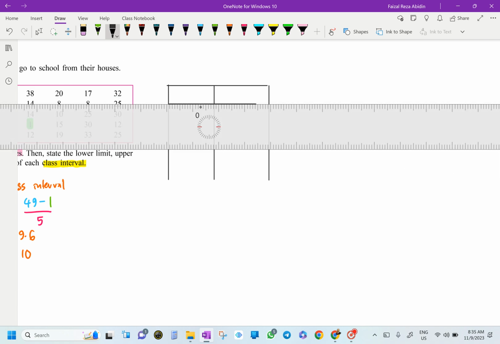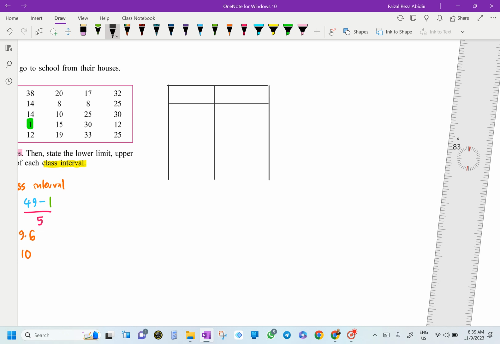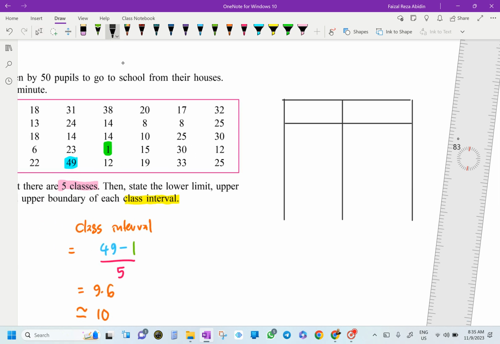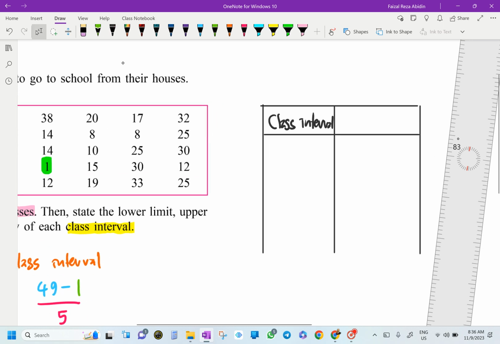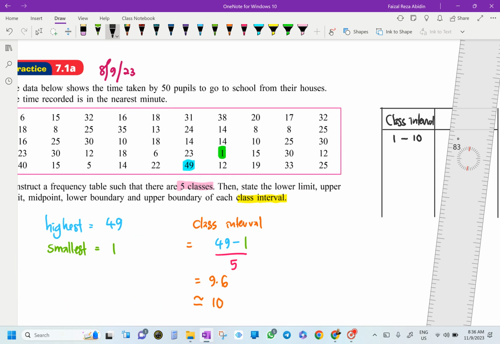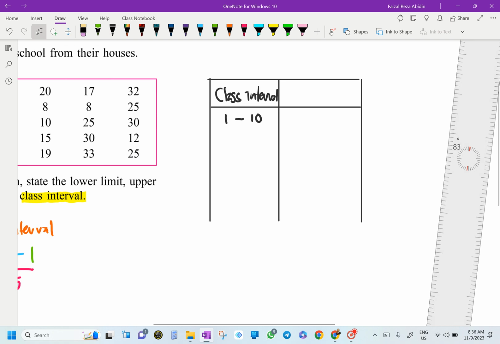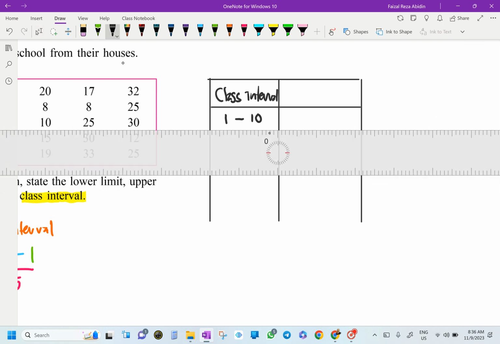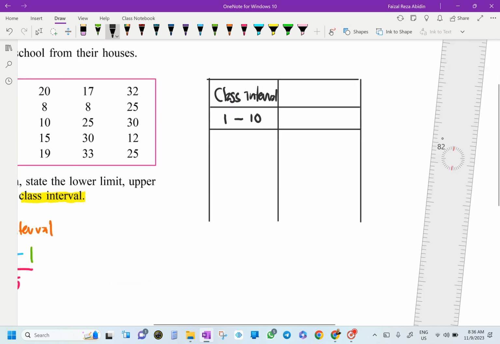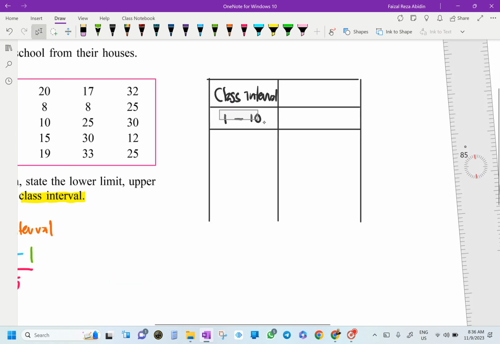So how many class intervals are you going to get? If you look at our class interval over here, we are going to get from 1 until 10. The highest one is going to be 49, right? So we are going to do it over here. 1 until 10, this one we use green color. Next is going to be 11 until 21.